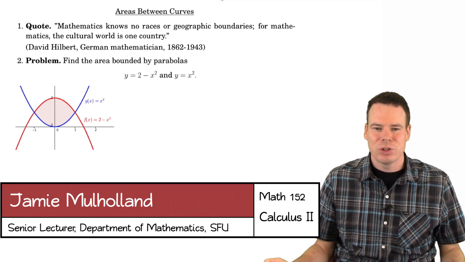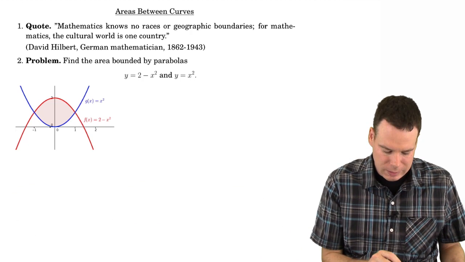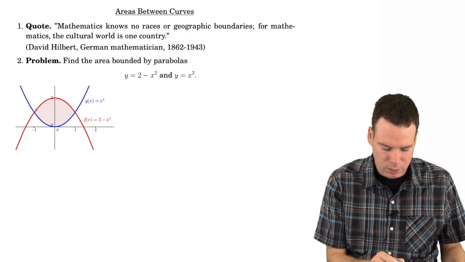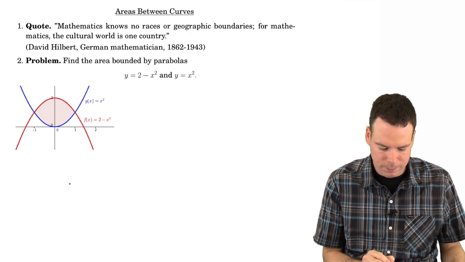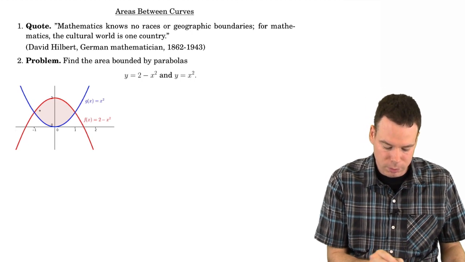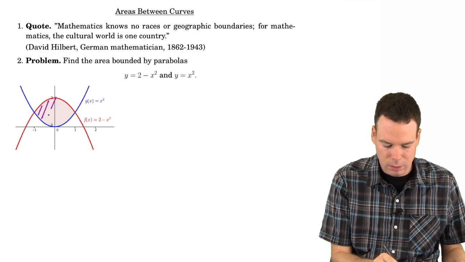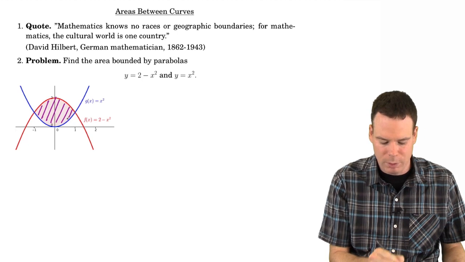Hi everyone. In this lecture we're going to look at how to find the area between two curves. So here's an example. We've got two curves here, this red curve and the blue curve. The red curve is given by f of x equals 2 minus x squared, and the blue curve is g of x equals x squared. We're interested in finding the area of the region that's trapped between them.